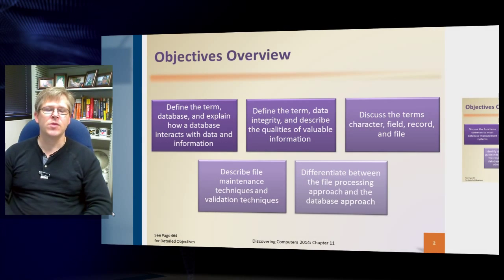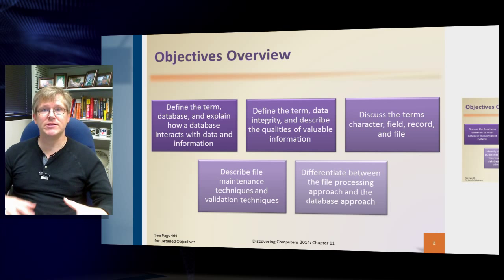So before we dive on in here, let's take a look at the breakdown of the topic. We'll start out by talking about the term database, what it is, what it means, and the relationship that it has with data and information. We'll talk about the term data integrity and why that's so important to a database and how that impacts the information quality of a database. We'll talk about the terms character, field, record, and file and how each of those are related to one another.